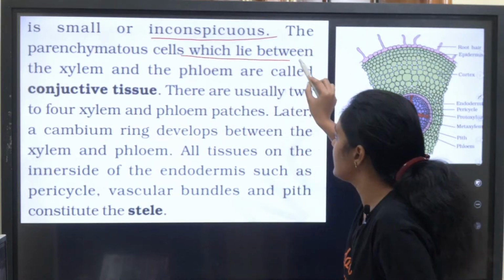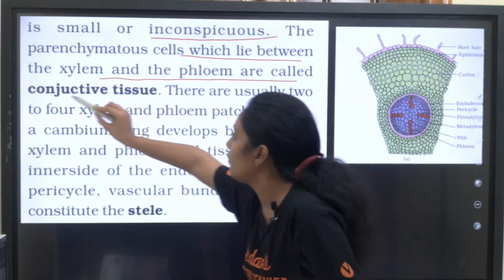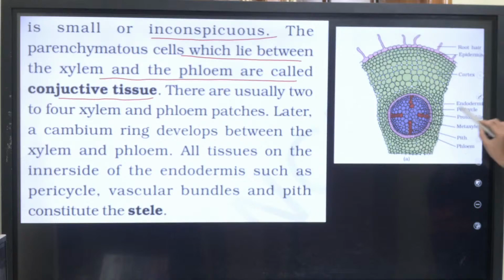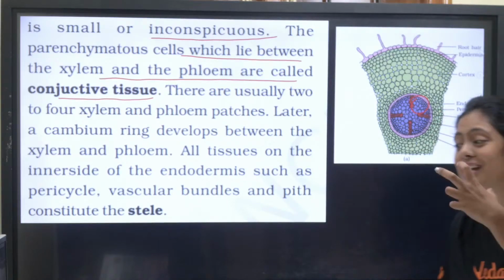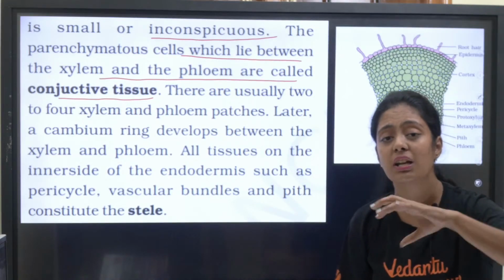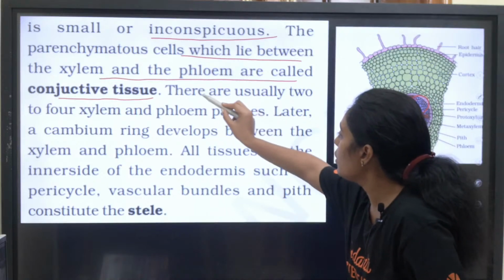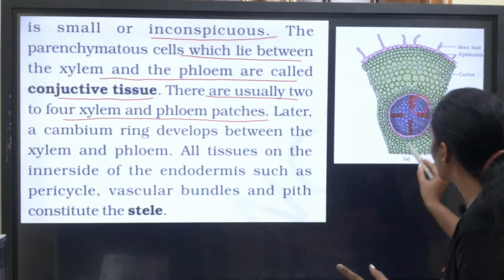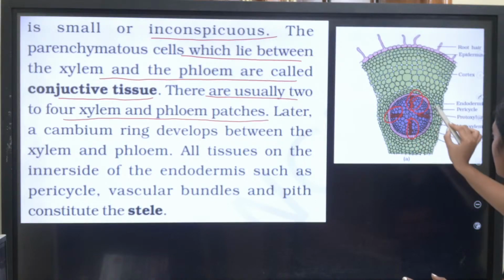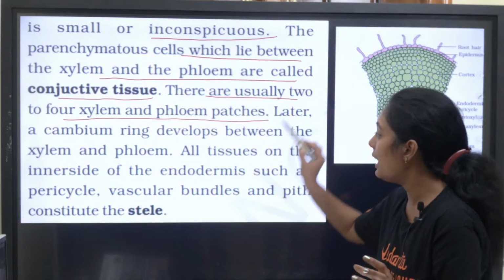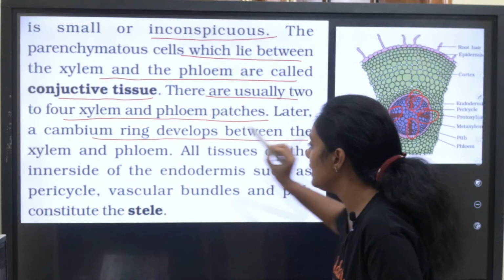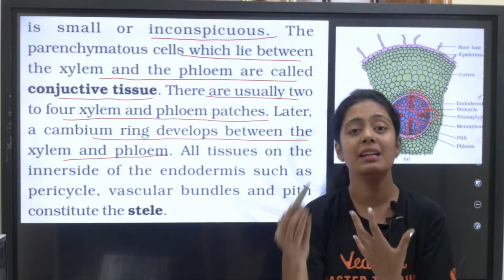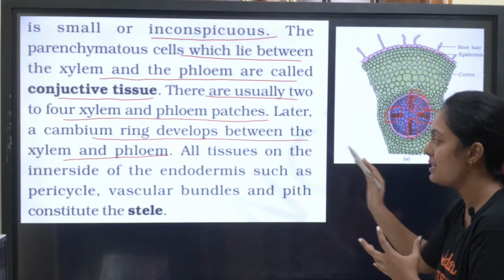The parenchymatous cells which lie in between the xylem and phloem are called conjunctive tissue. Can you see the purple color cells between the xylem and the phloem here? We call them conjunctive tissue. There are usually 2 to 4 xylem and phloem patches, and you can see they are present in patches like this. Very important. Later a cambial ring develops between the xylem and phloem because these are dicots, so it is an open type of vascular system.